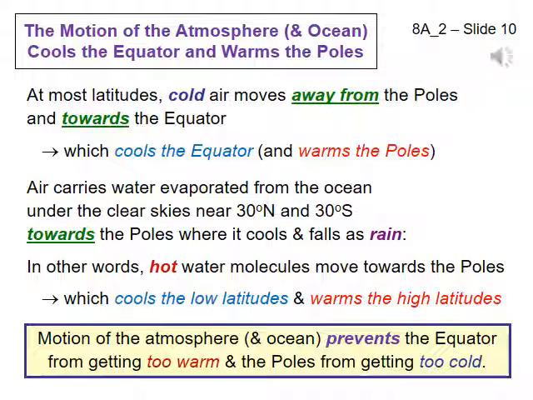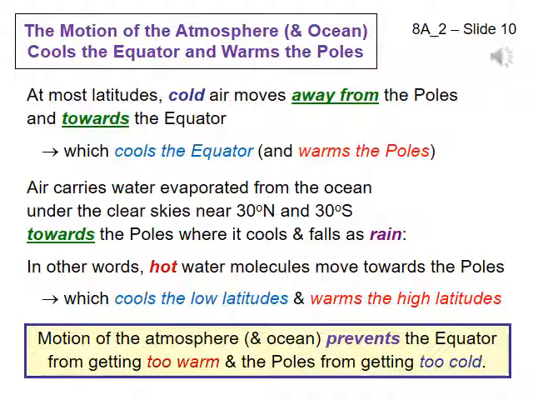The movement of water between the ocean and atmosphere also plays an important role in transporting heat from lower latitudes, near the equator, towards higher latitudes, near the poles. Warm ocean water evaporates under the clear skies near 30 degrees north and 30 degrees south, moving heat from the ocean into the atmosphere. Remember, the hot, fastest moving water molecules tend to be the ones that evaporate.